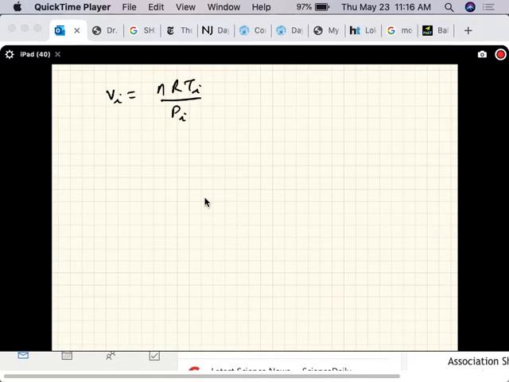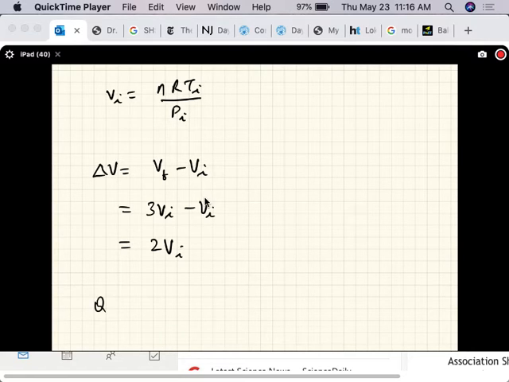And the reason we found this is, if you guys are okay with this, delta V is V final minus V initial. V final was 3 V initial. So delta V was 2 times V initial. Okay.